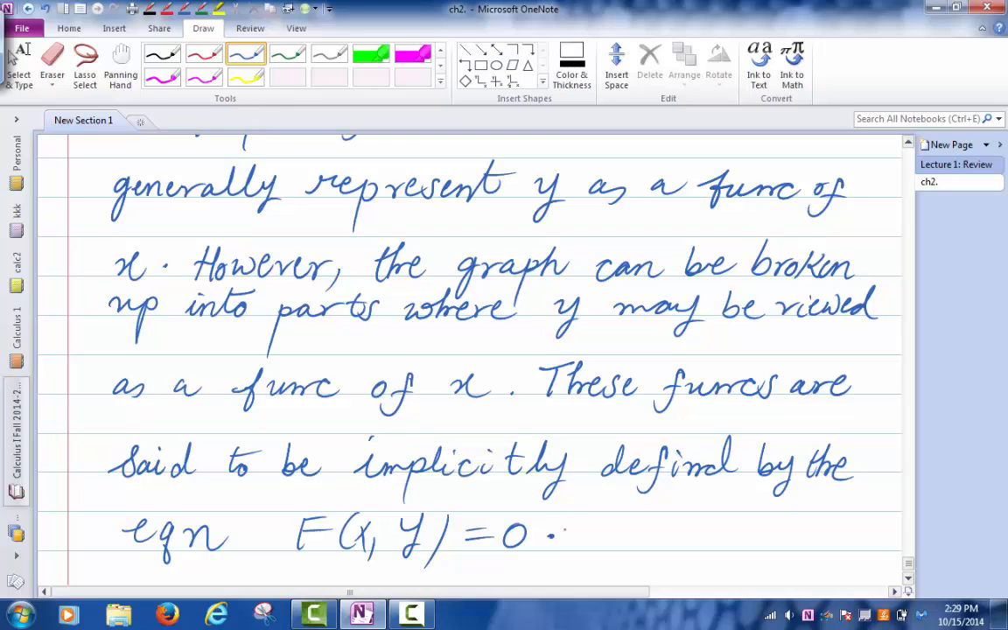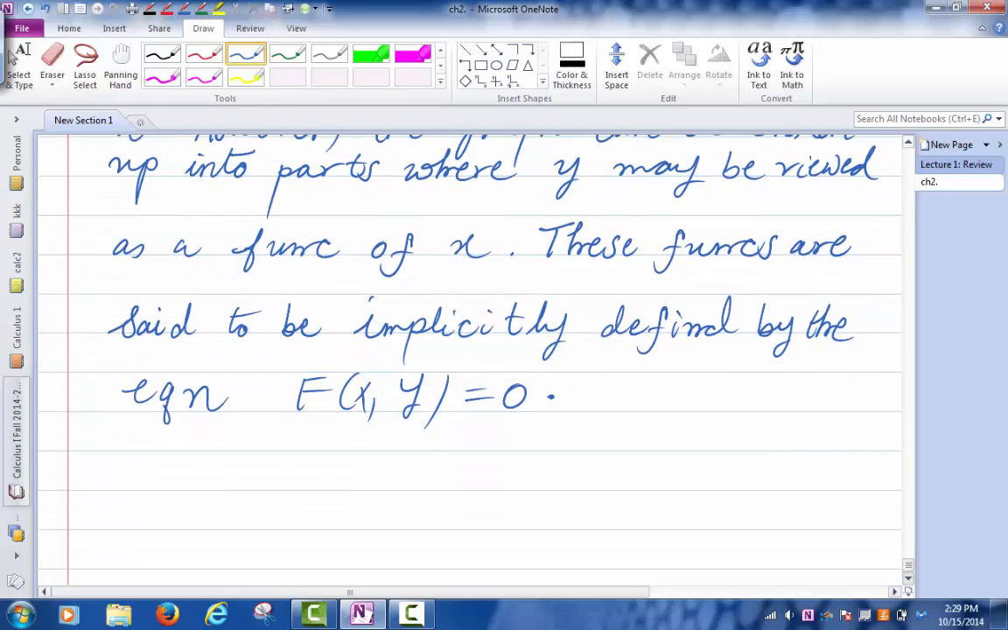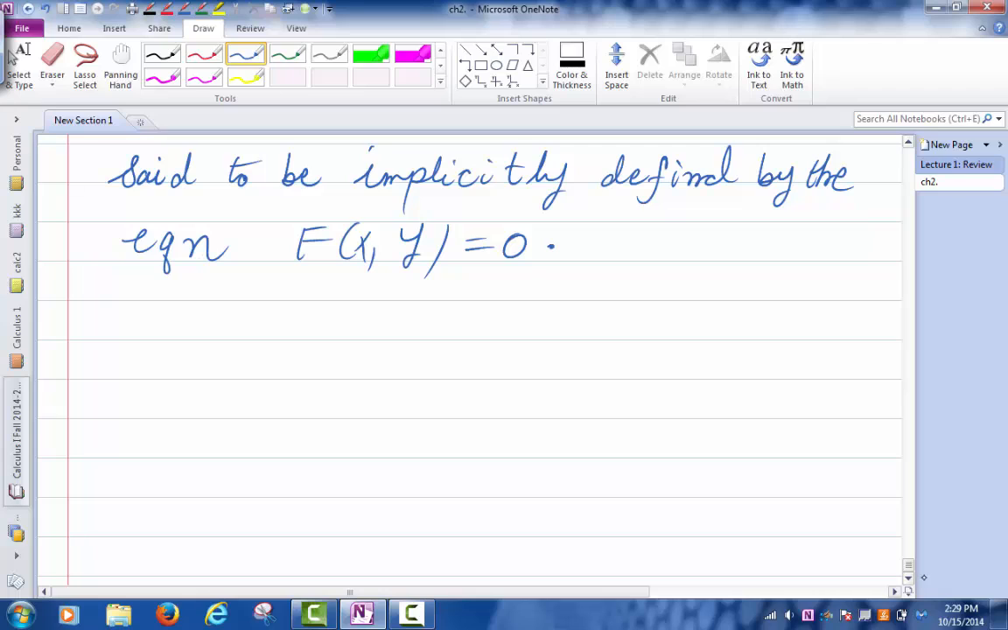And the question then is, how would you find the derivative of y with respect to x for these implicit functions? The good thing is, even though there is more than one function implicitly defined by the equation, you can find the derivative of all these implicit functions at once. Okay? So let's see how.